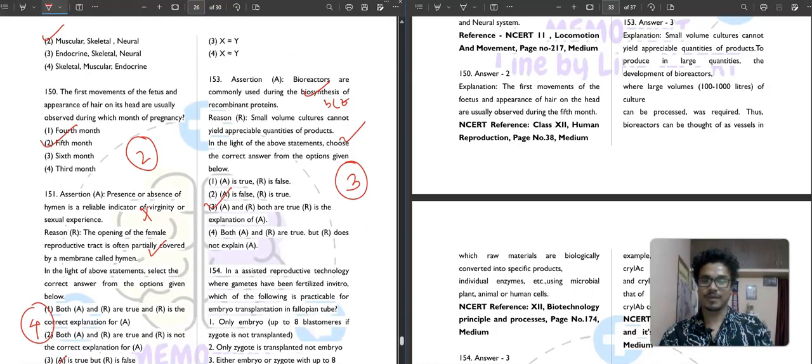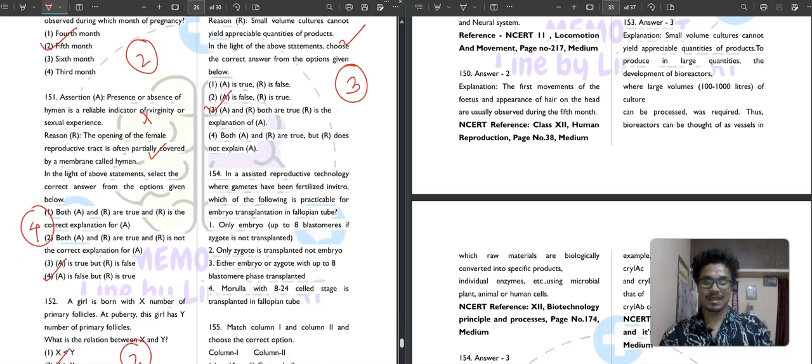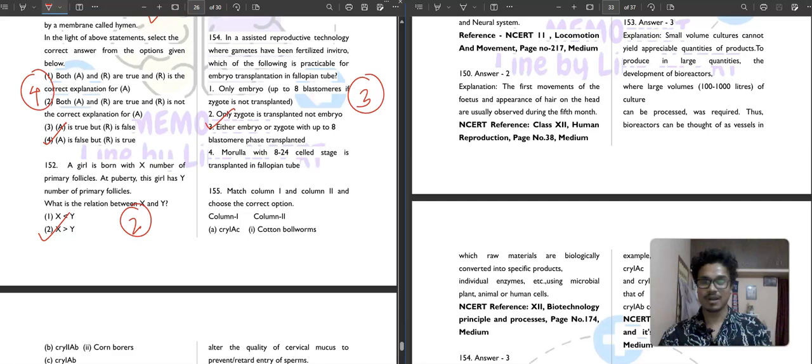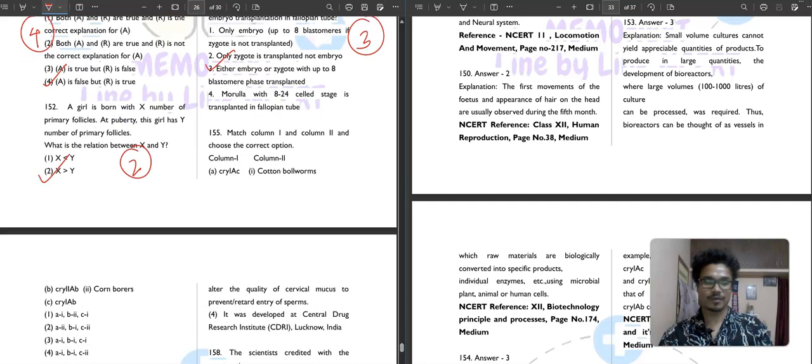Then question number 154. It is saying that in an assisted reproductive technology where gametes have fertilized in vitro, which of the following is practicable for embryo transplantation in fallopian tube? Only embryo up to 8 blastomere, if zygote is not transplanted. Only zygote if transplanted, not embryo. Either embryo or zygote up to 8 blastomere phase transplanted. So third option is your correct answer. It is written in NCERT. Then question number 155.